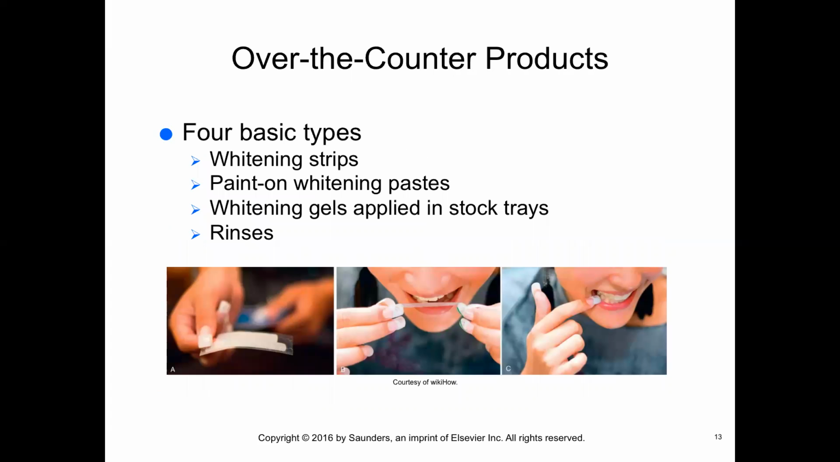Over-the-counter products are less caustic materials and do not cause as much sensitivity, and they are far less expensive. The U.S. Food and Drug Administration does not require testing for over-the-counter bleaching and whitening products. Manufacturers are not regulated for these products either. There are 4 basic types of over-the-counter products: whitening strips, paint-on paste, gels applied in stock trays, and rinses.